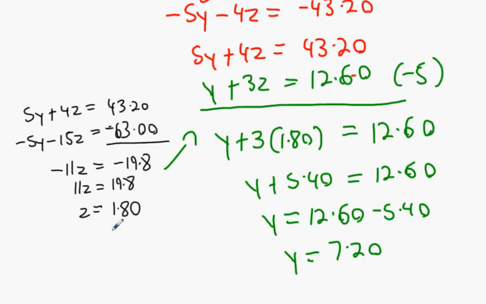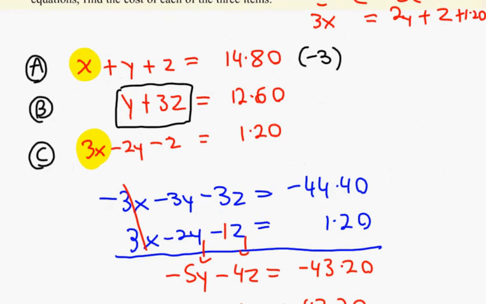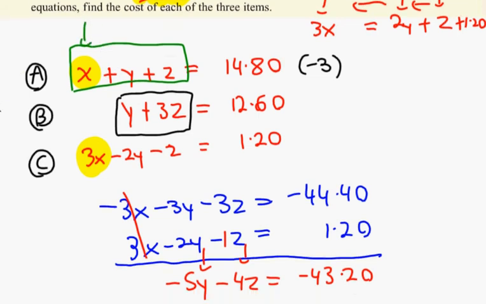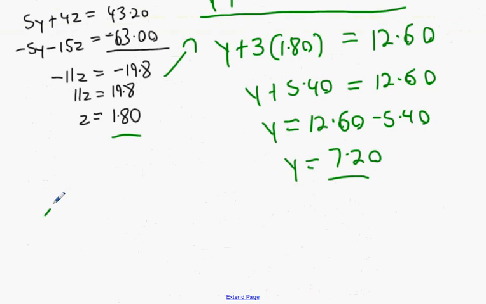Would you read that in general? A pizza costs more than a salad. So by common logic, the answers look pretty good. Okay, and then finally, use an equation, any equation you want, but you need to make sure you have an x in it, because you want to find out how much a latte costs, €1.80. The pizza costs €7.20. So we're going to find out what the salad is. So the salad is x plus y plus z. Yes.